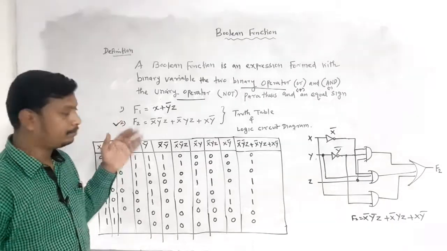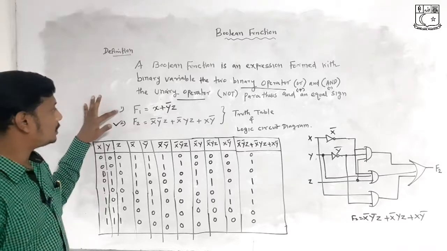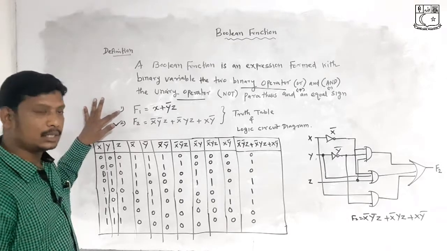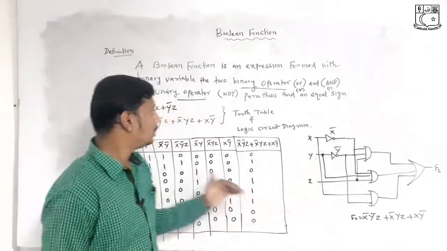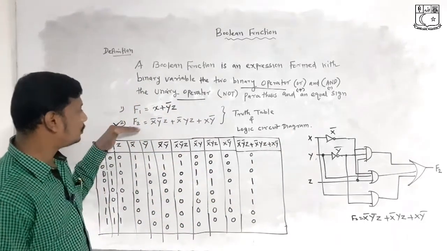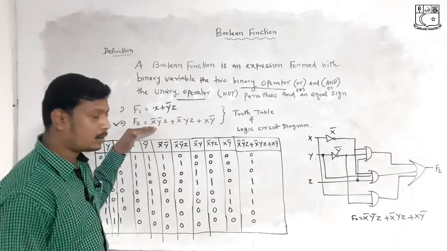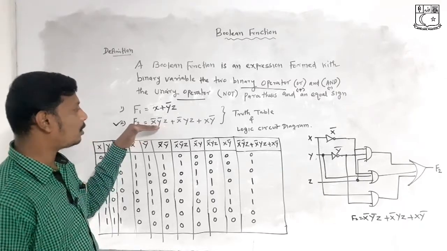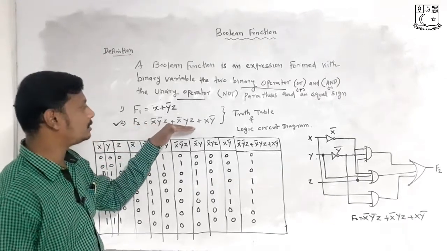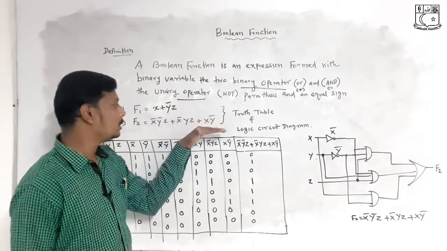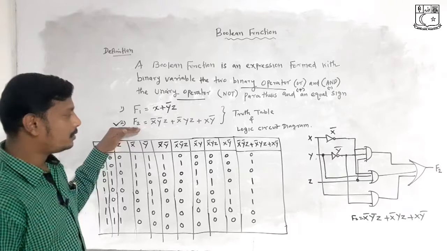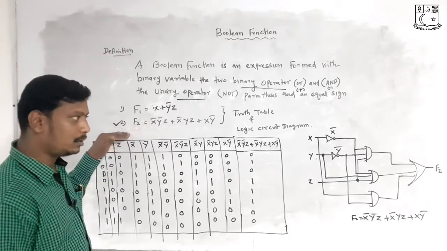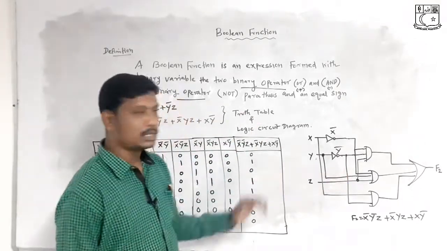Next, we continue. Function 1 is completed; you can see the truth table and logic circuit. Again, the second one, F2 equals x bar y bar plus x bar y bar z plus x bar y z plus x y bar. So this is the Boolean function F2. I will simplify the truth table first, and next the logic circuit.